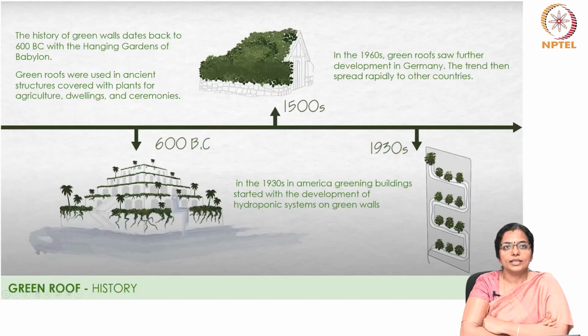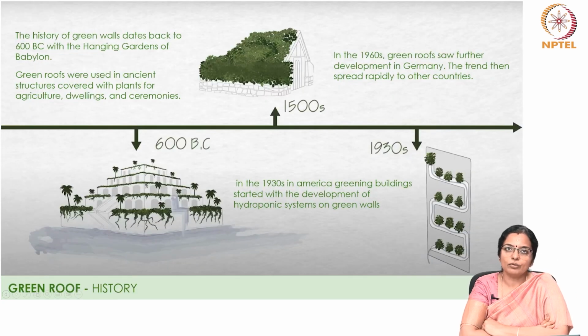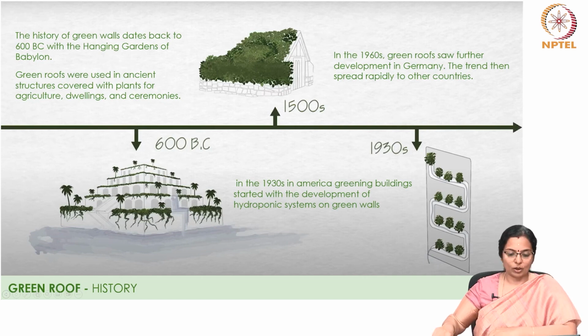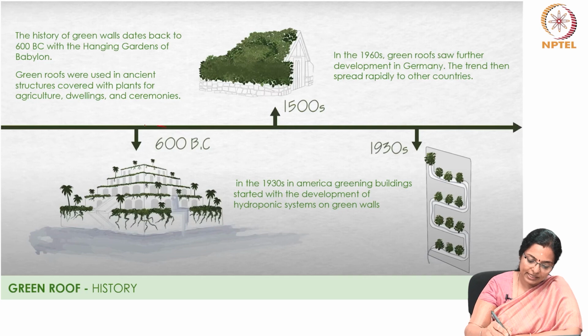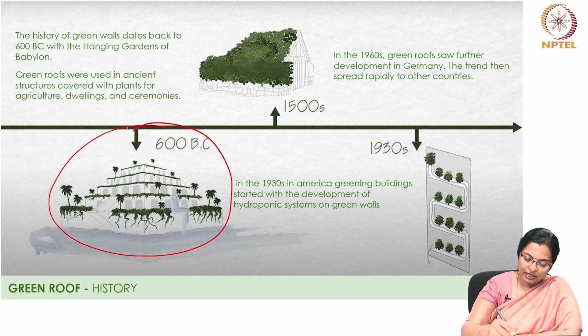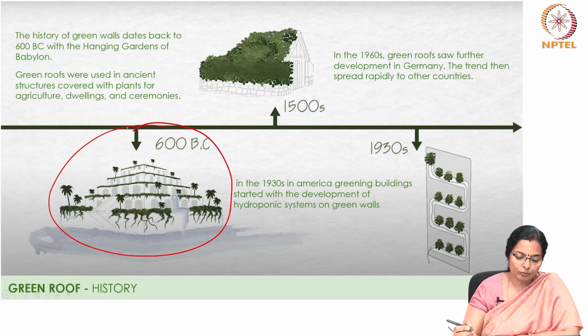So, let us now look at the history of green roofs. Actually, it all started with a green wall. The history of green walls dates back to 600 BC with the hanging gardens of Babylon.